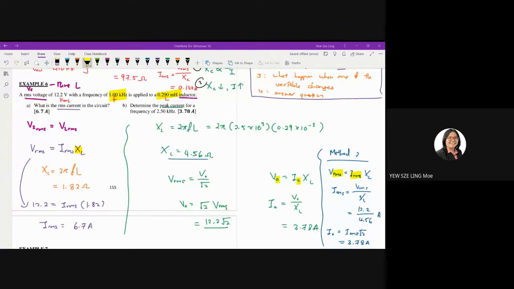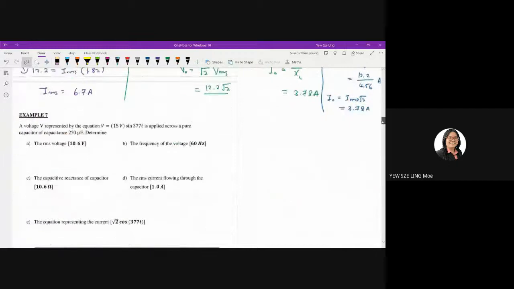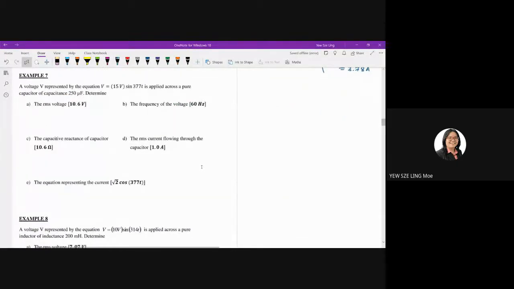All right, so now let's look at example 7. Example 7 is a very interesting question, and you need to know how to sketch a phasor diagram when you have a pure circuit. A voltage V is represented by equations.